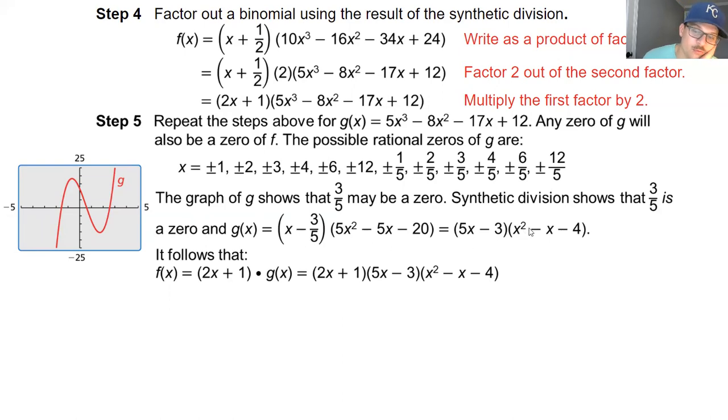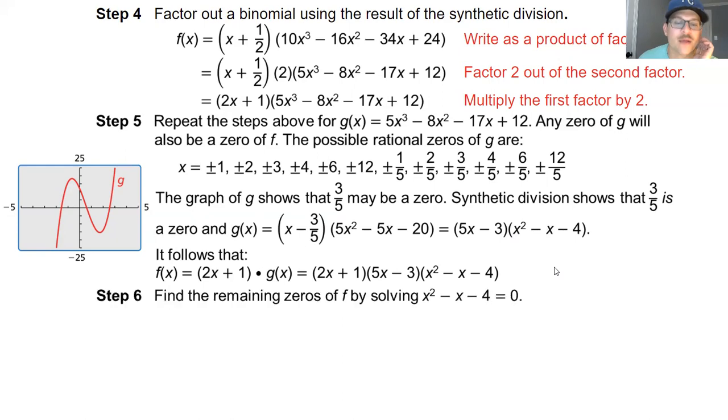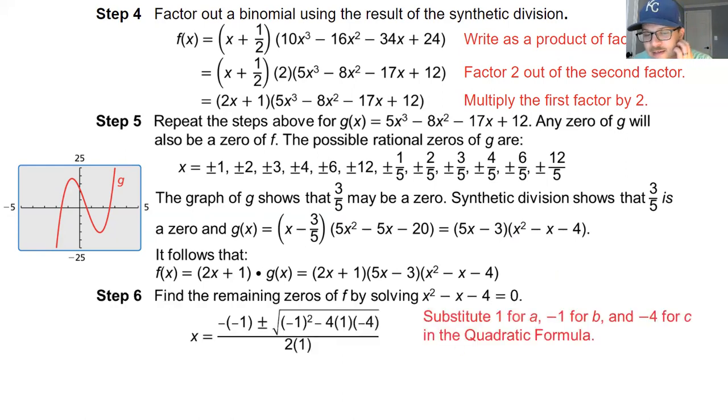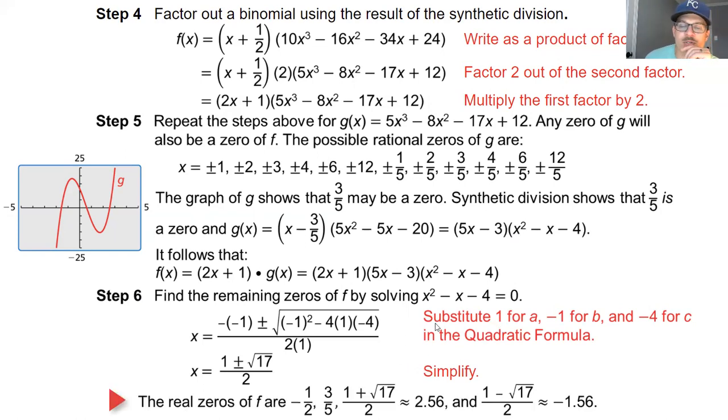You're then left over with an x squared minus x minus 4. You then can set that equal to 0 and use your quadratic formula. And you get 1 plus or minus the square root of 17, all over 2. So all of the real zeros are negative 1/2, 3/5, and 1 plus or minus the square root of 17, over 2. And if it needs to be simplified down separately, you get 2.56 and negative 1.56.